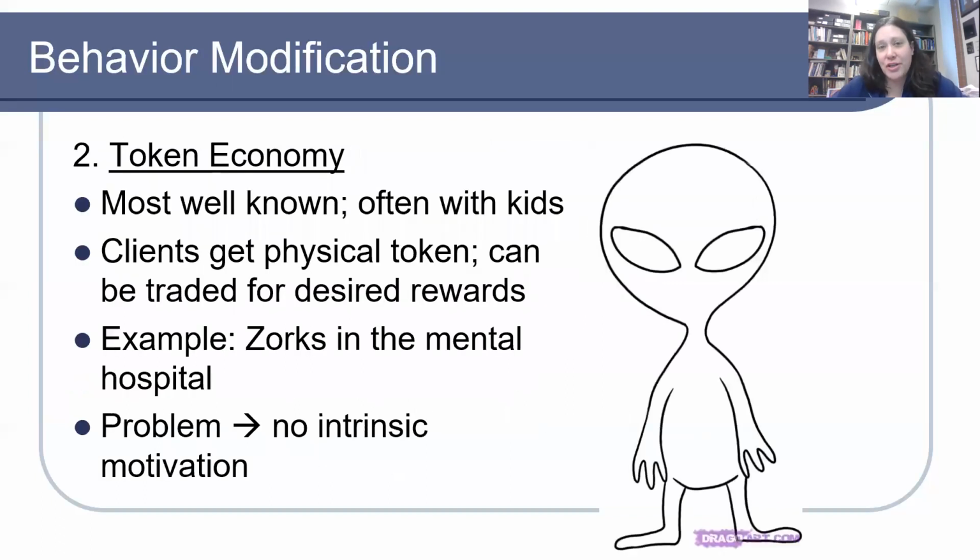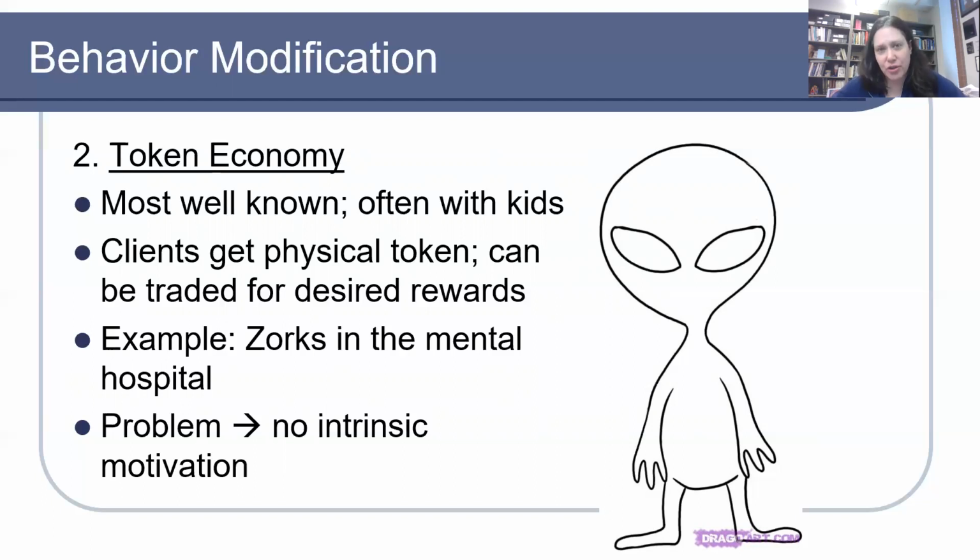Another idea is called a token economy. And you can see I have a little drawing of an alien here. Okay, so I'll explain what that is in a minute. A token economy is the idea that you want to shape people's behavior by giving them explicit rewards when they do something well or positively, and you're not really worried about punishment of negative behaviors, but you're going to ignore negative behaviors and hope that they go away. So it's really all about the rewards now.